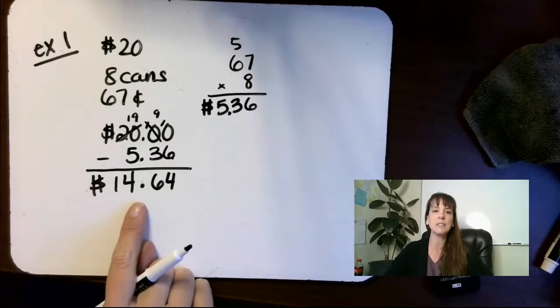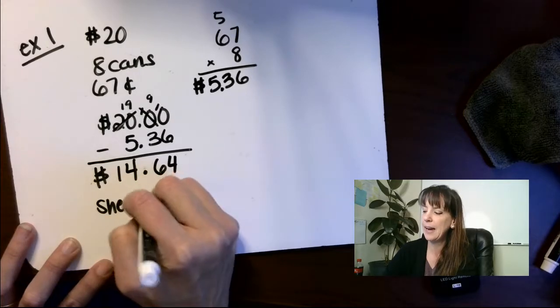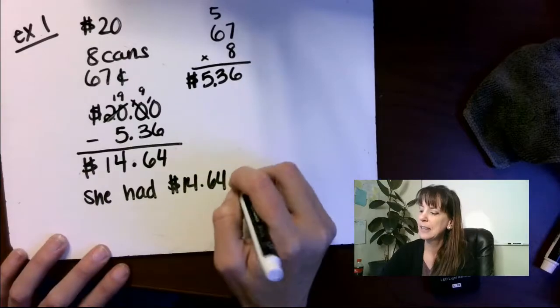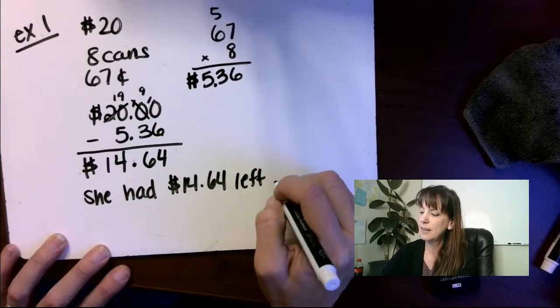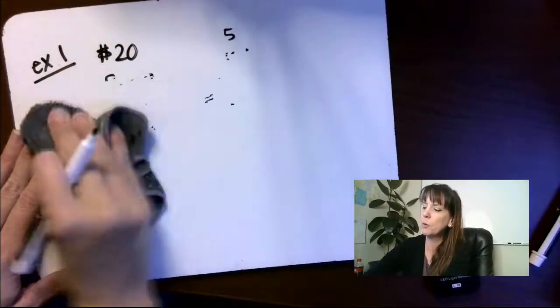And make sure you're using, this is a word problem, so I want you to write it as a sentence. She had $14.64 left. You can just leave it as that. She has that left, right? All right, good. That was example number 1.